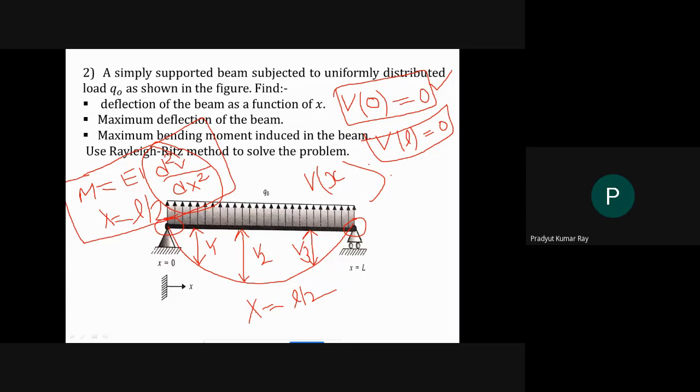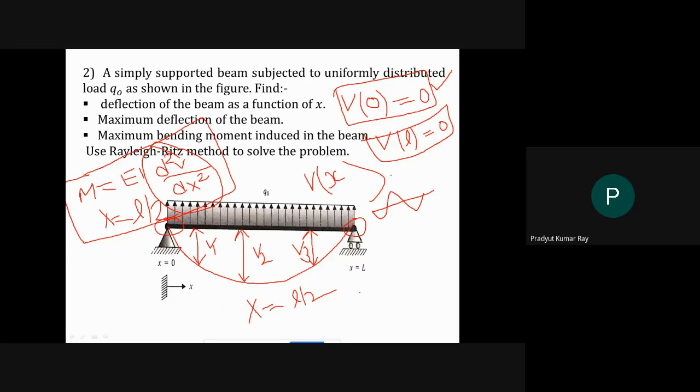Sir, polynomial function, I think. Polynomial function. How come it is polynomial? Because if this is your beam, it is bending, varying like this. How come it is polynomial? Oh, no, no, sir. Yes, trigonometric. It has to be trigonometric.